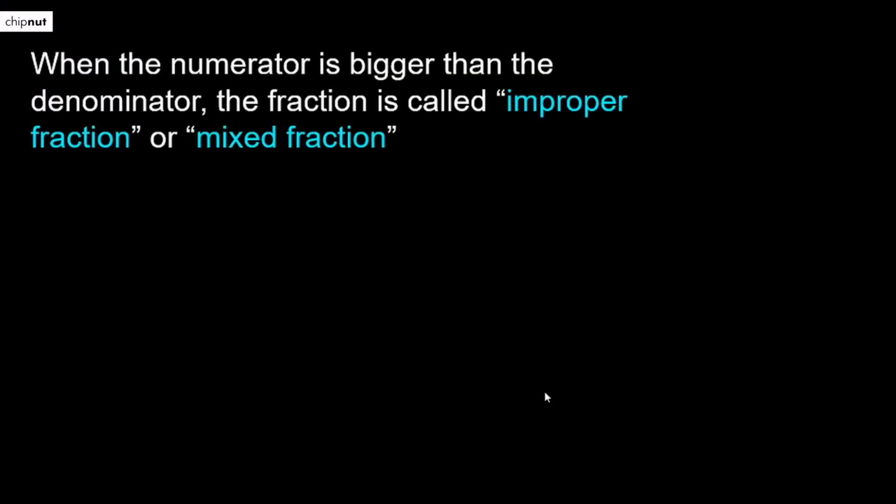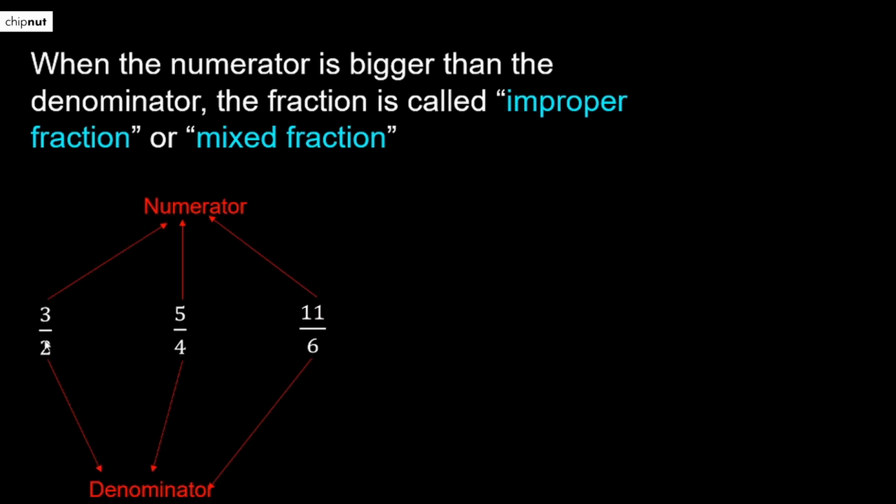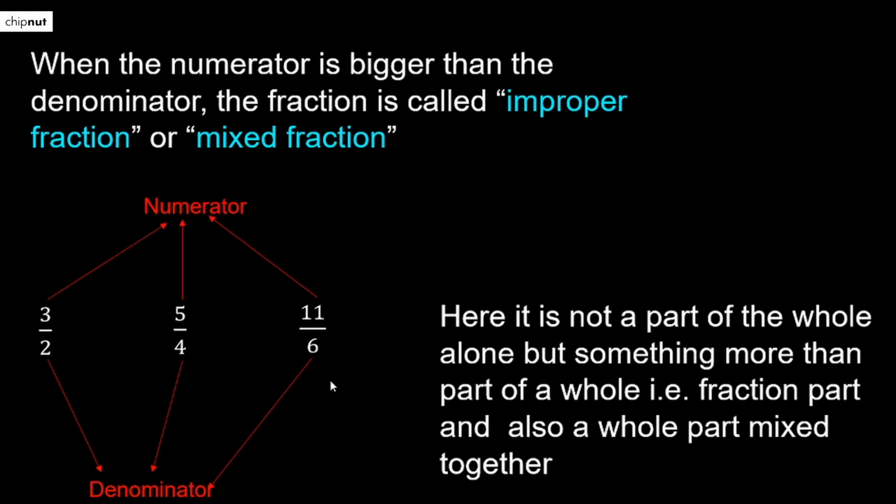When the numerator is bigger than the denominator, the fraction is called an improper fraction or mixed fraction. That means if you see 3 is bigger than 2, 5 is bigger than 4, 11 is bigger than 6, something is mixed in this, which is making the numerator bigger, and we don't know which is the fraction part in this. Or rather, we can say that a fraction part is mixed with a whole part. That is, here it is not a part of the whole alone, but something more than a part of a whole. That is, fraction part and also a whole part are mixed together.